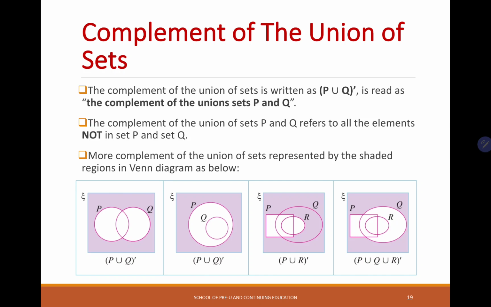Okay, complement of the union of sets. The complement of the union set is read as the complement of the union of sets P and Q. This refers to all of the elements which are not inside P and Q. The complement of a union of sets is represented by the shaded region in the Venn diagram below. So let's say the complement of P union Q should be outside of P and Q. So you shade this part. Let's say P and Q, also outside of them.